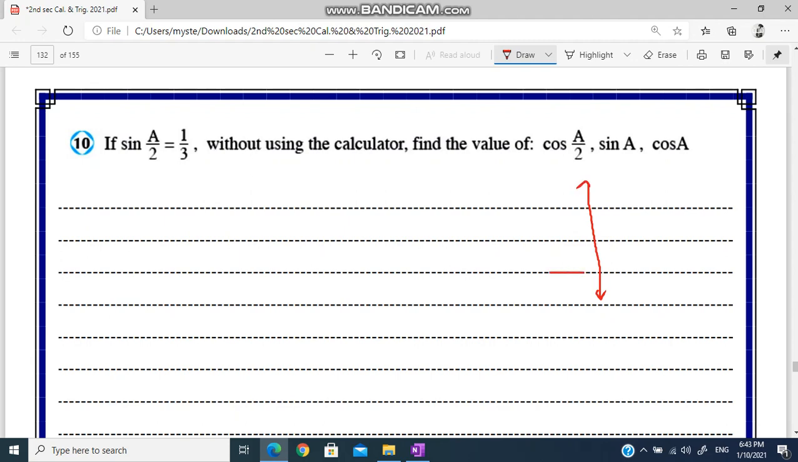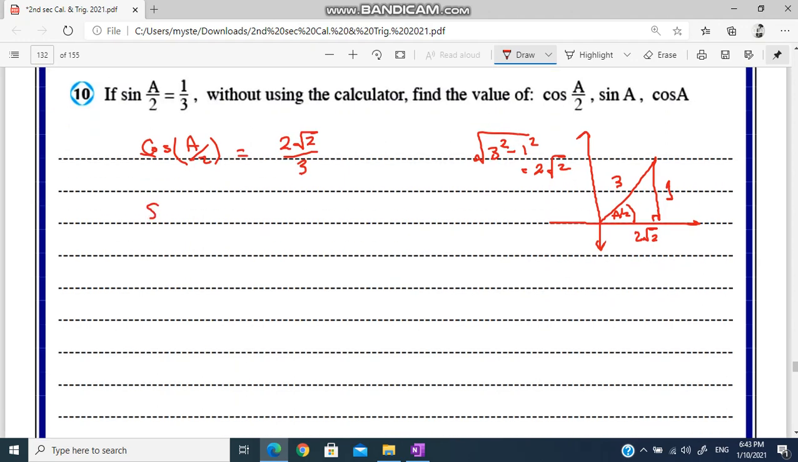The first one, in the first quadrant, we can draw a over 2, opposite 1, and the hypotenuse is 3, and to get the adjacent, use 3 power 2 minus 1 power 2, Pythagoras, equals root 8, which equals 2 root 2. So cosine a over 2 equals adjacent over hypotenuse, 2 root 2 over 3. This is the first one.